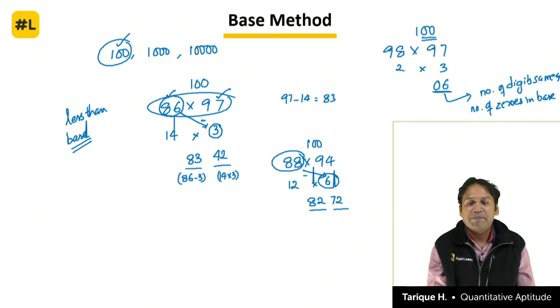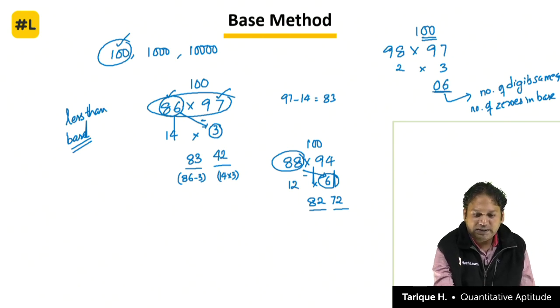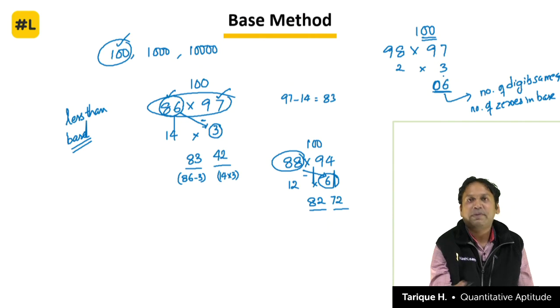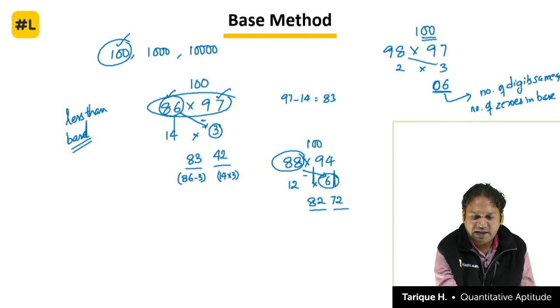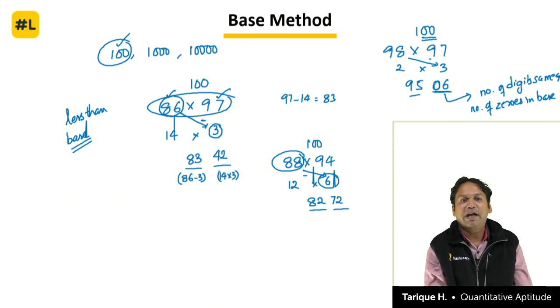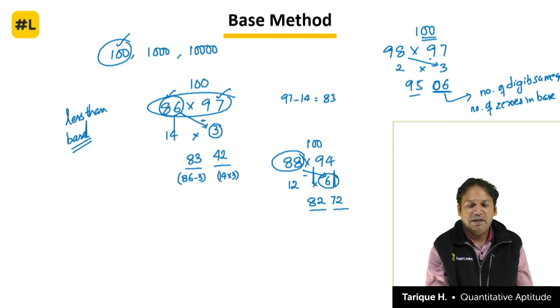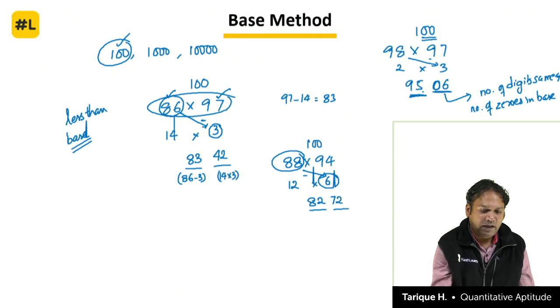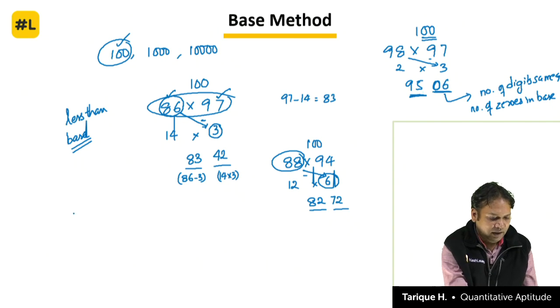Please understand that. If I am getting 2 into 3 is 6, we will add one 0 here, right. So, 2 into 3 is 6, 98 minus 3 is 95. So, what is your answer? 9506, right. That is very important to understand. Let us take one more example to understand something significant, and then we will move ahead. Let us say 87 into 92.